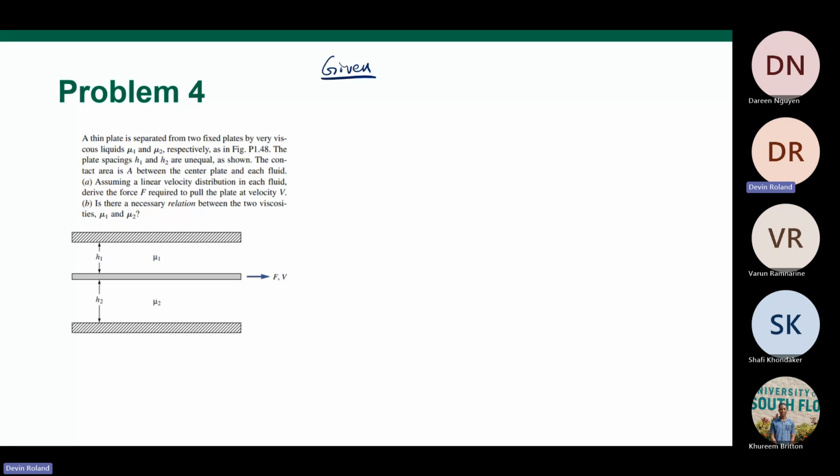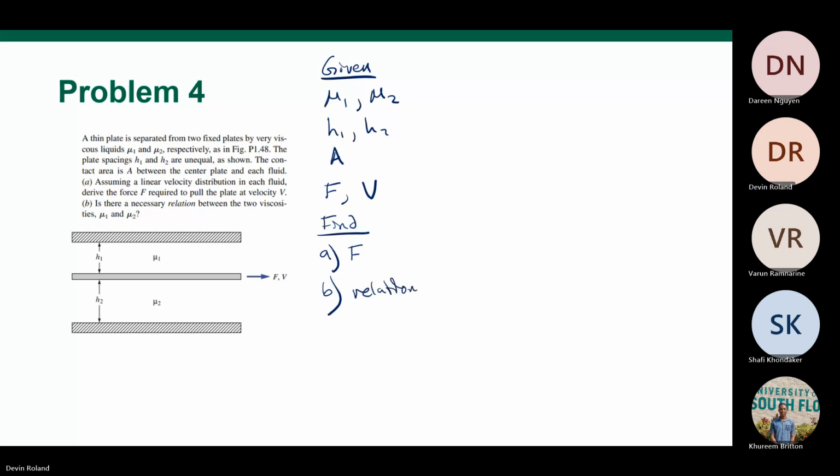So we have mu1 and mu2. We're running a little bit short on time, so I'm just going to write fewer words and just write symbols. So then we have H1 and H2 and A. And then we know we have a force F, velocity V. So our finds are going to be A, looking for F, and then B, is there a relationship between mu1 and mu2?